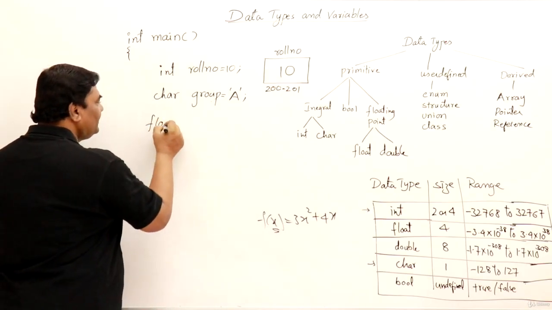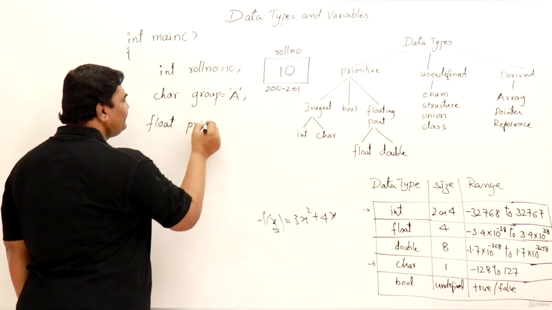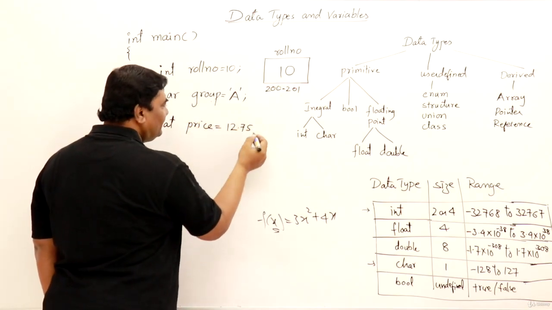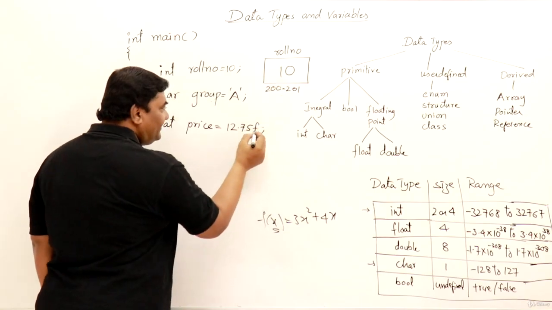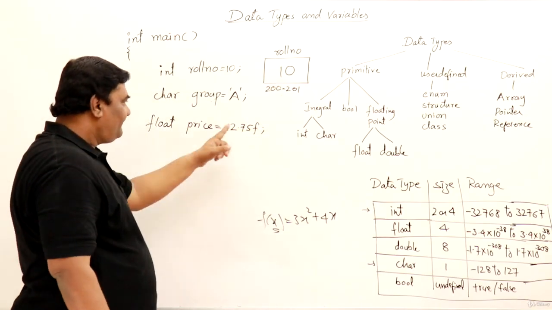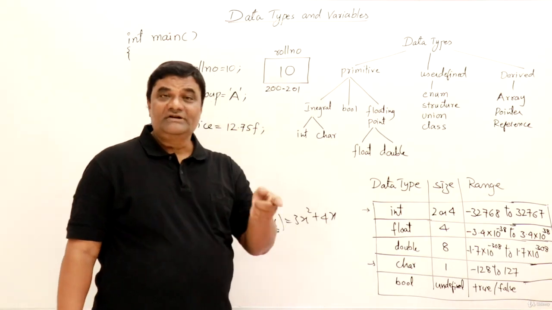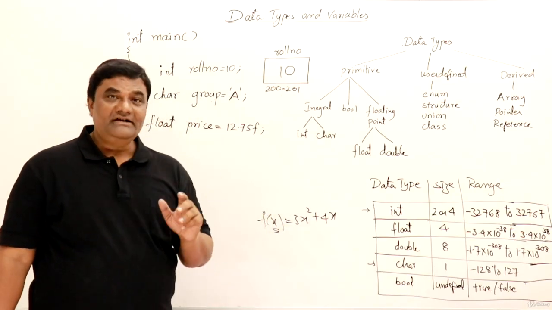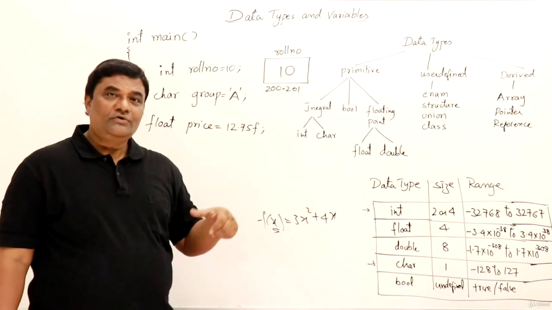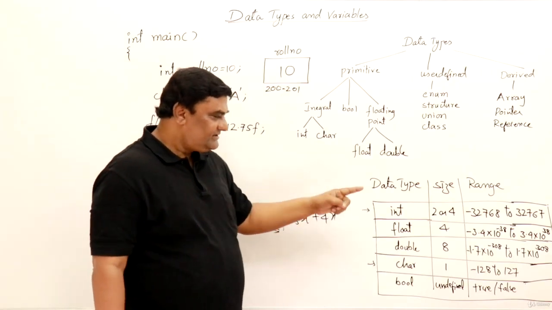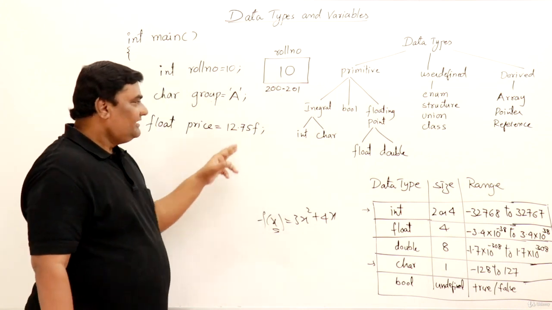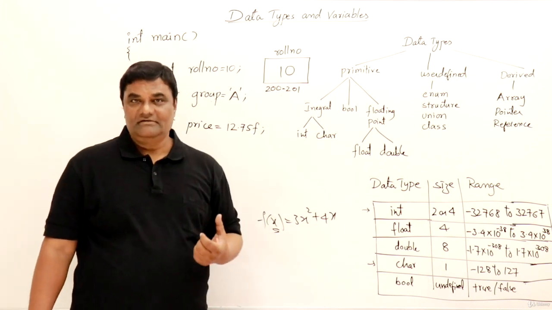So float data type, the variable is price, and I want to store $12.75, and better write F here. After a float number you should write F to show that it is float. Though it is not compulsory, it is better if you write F. Otherwise, if you don't write F, it will assume it is double. By default, if you write any decimal number, it will be taken as double.